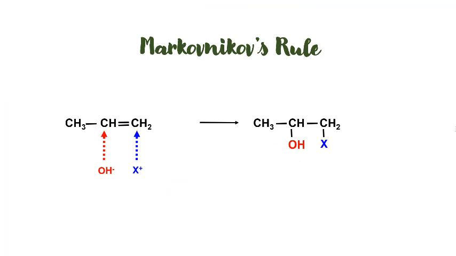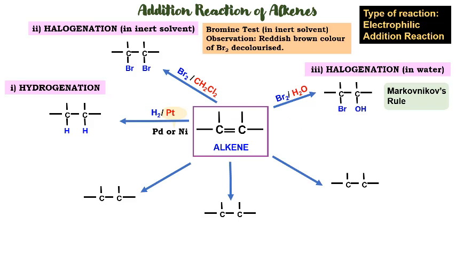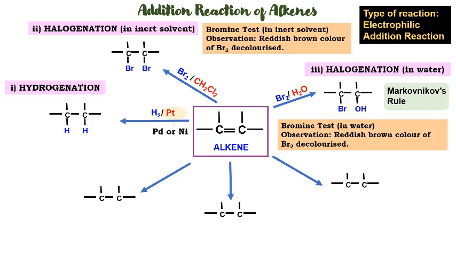The Markovnikov rule states that in an addition reaction, the electrophile is added to the sp2 carbon that is bonded to the greater number of hydrogens. In halogenation in water reaction, the Br+ or Cl+ is added to the carbon bonded to the greater number of hydrogens, and the OH- is added to the neighboring carbon. This reaction also can be used as an unsaturation test.